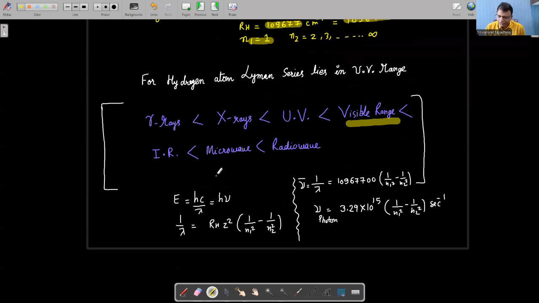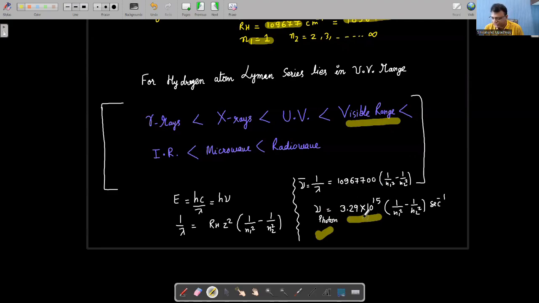Right. So here what we are discussing is that 1 upon lambda is equal to 10,967,700 per meter, into (1 upon n1 square minus 1 upon n2 square). This is the energy of a photon, because we know that the energy of a photon can be written as hc upon lambda, or it can be written as h into nu. So this formula is also important. Of the frequency values, none of you will remember this data, because everyone remembers 109,677. This is given in NCERT, right? So you should remember it, because it will take a lot of time if you try to solve it otherwise, right?